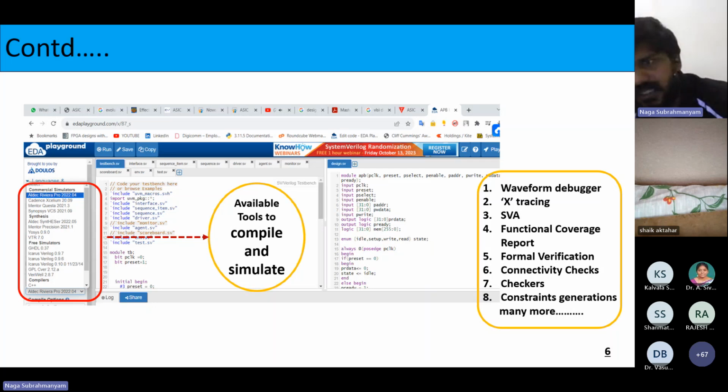For all those things, there are several tools. If you work on a real Cadence tool, it will provide all these things. It will provide a waveform debugger, it will provide an Xtracer, like this. All these things are internal features of these tools: the Cadence tool, Mentor Graphics tool, Synopsys tool.